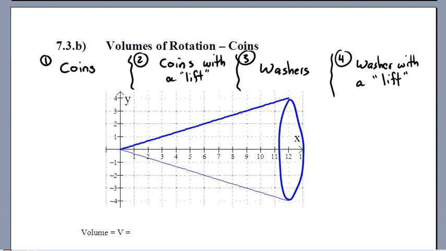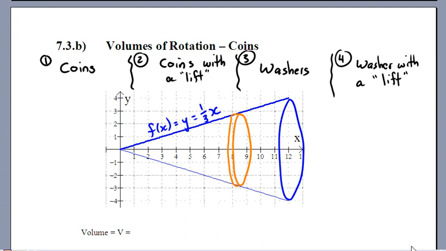Now this particular function here, this f of x or y, whatever you want to call it, looks like just a nice straight line. It has a run of 12 and a rise of 4, so it's got a slope of 1/3. It looks like it's just 1/3 x for that dark blue line. And then as it spins around, it's going to create this neat little shape that we can cut up into coins. And we just have to tell the calculus how to find the volume of one of those coins, and then the calculus will figure out exactly how much volume there is for the whole thing.